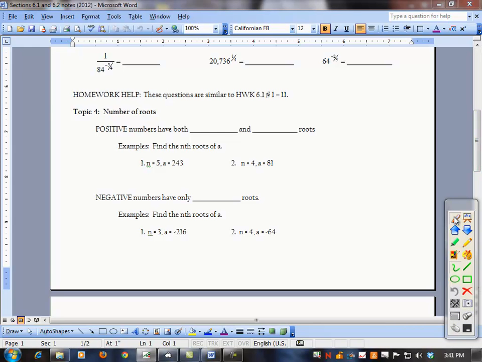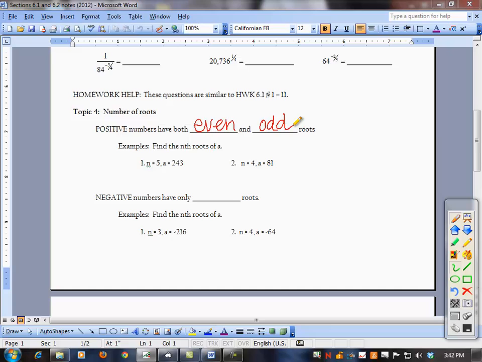Topic number 4 talks about the number of possible outcomes when you take a root. Positive numbers have both positive roots and negative roots. Oh, I'm sorry, I'm looking at my wrong notes. Let me try that again. I apologize, I was on the wrong section. Let's try that again. Positive numbers have both even roots and odd roots. Now that I've screwed you guys up, let me explain what that means.